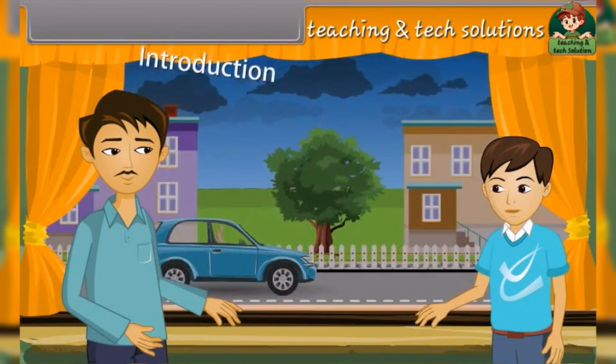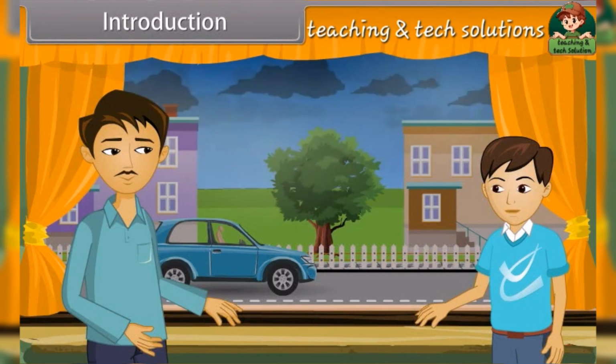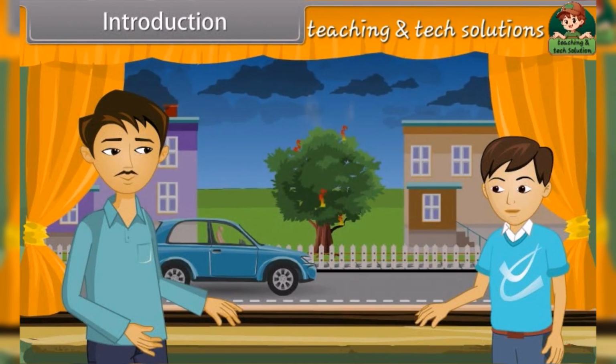Introduction. Prince and his father are standing at the window side and viewing outside. It is a rainy weather. Suddenly, lightning occurs and falls down. Prince observed that the tree on the road catches fire due to lightning. He asked his father why the tree catches fire and the car remains safe on the road.